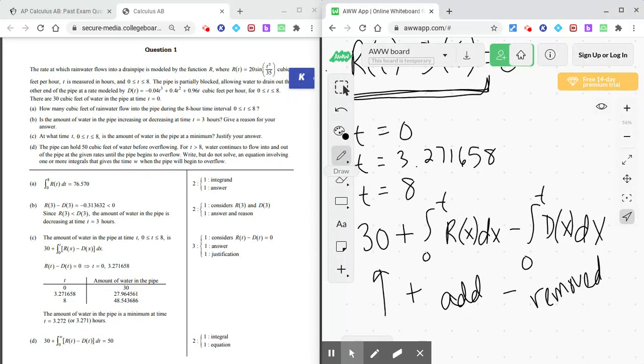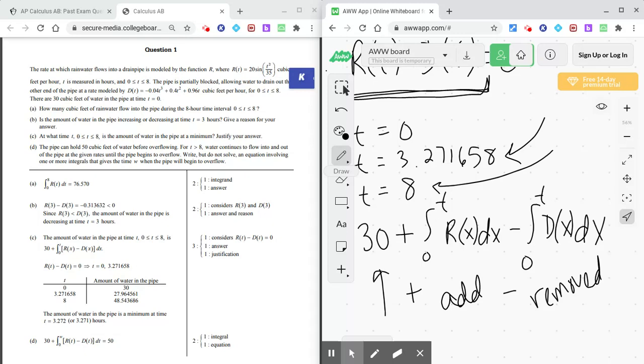And I can evaluate these two integrals at this time, and then step back and rewind, and evaluate them at the other times. And I can see exactly how much water was in the pipe at those three different times. It's really important that I know that in the final answer, I don't need the amount. The question is saying, at what time is the amount of water in the pipe a minimum? Justify your answer. My justification is that the amount is a minimum.